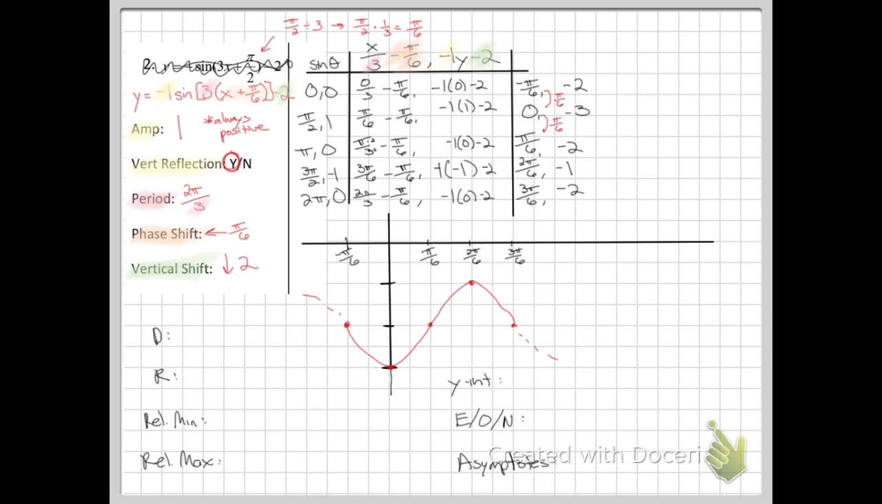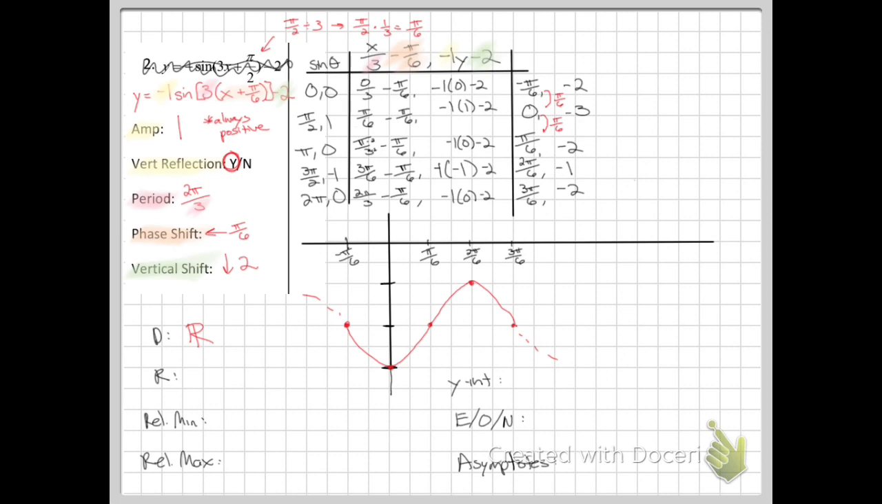Okay, I went ahead and put the rest of our answer blanks. Take a second and see how many of those answer blanks you can fill out. Pause the video so you can try it on your own. I'm going to start going over them. Domain for all sine functions is all real numbers. They all go on forever, left and right.